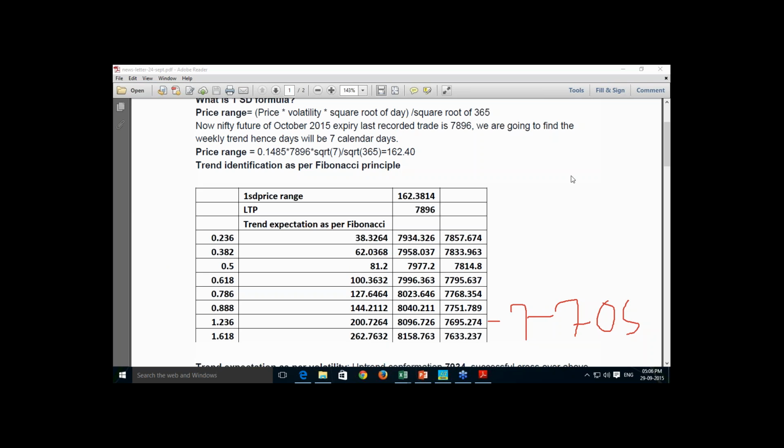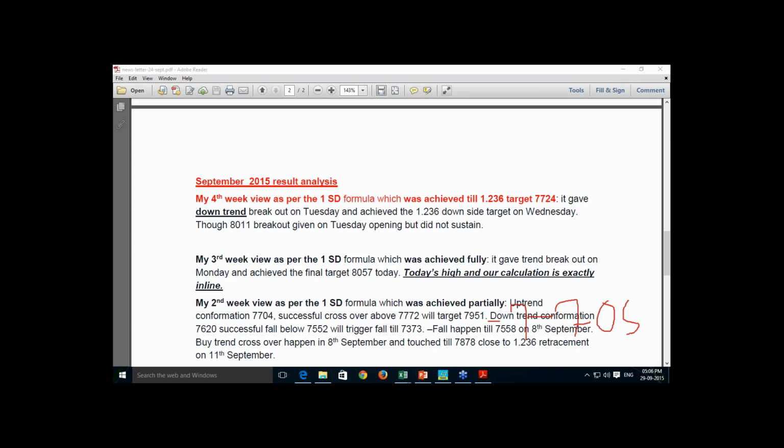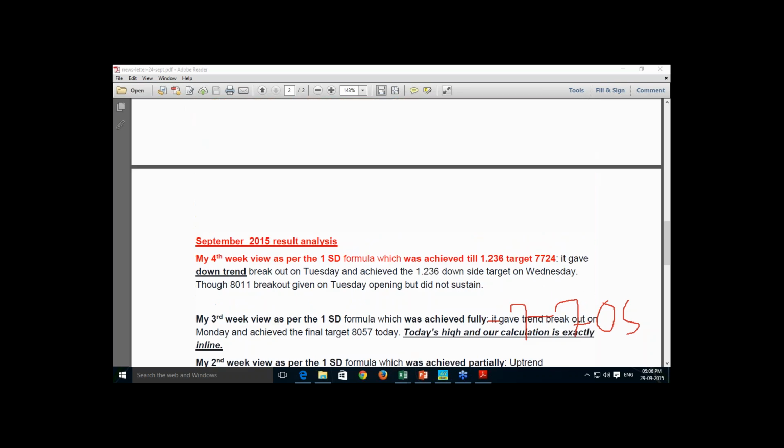Like this, not only this week, all the previous weeks we have given these things in the entire month of September, and we have analyzed the results every weekend. In most of the weeks you have achieved the optimum success. Only 1 week you have achieved partially.